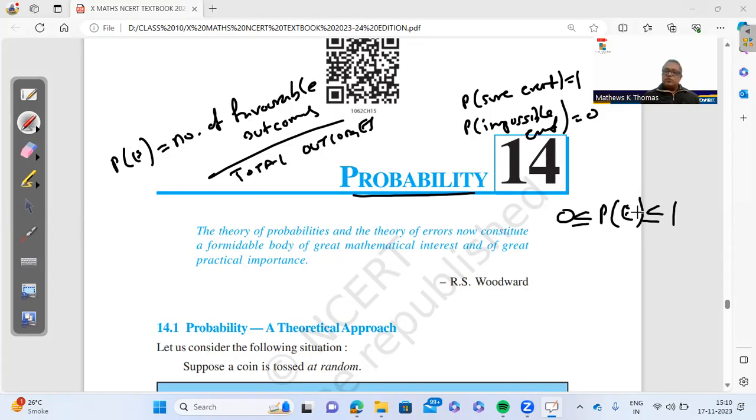Questions based on coins, dice, random picking of numbers and cards are all important. Then leap year and non-leap year questions. You can go through those questions. It's a very easy exercise, but there is only one formula: P is the number of favorable outcomes by total outcomes.